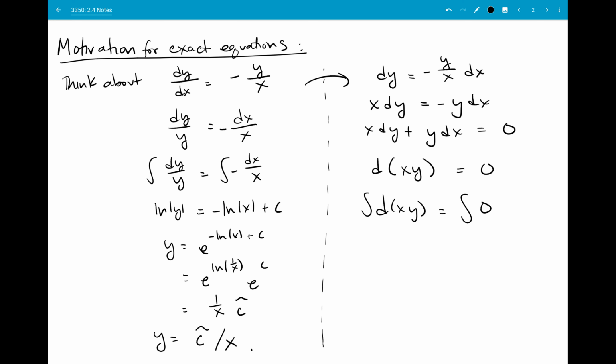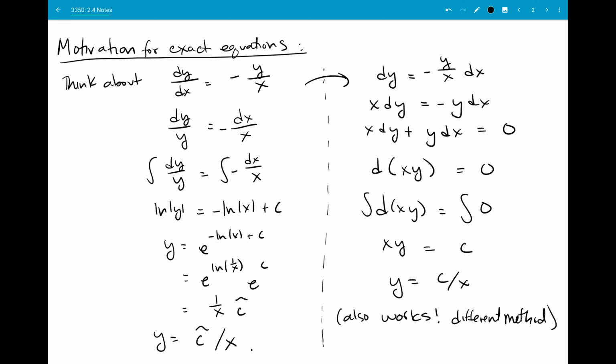The integral of d of xy is just xy, and the integral of 0 is always a constant. So then I have y is a constant over x. We got the same thing, y is equal to a constant over x. We just used a different method. And that's going to happen a lot in this class. We'll learn methods where you can use one or the other in some situations. What we're going to find with this particular method is that it can solve these separable type equations, but it can also solve a couple different types.